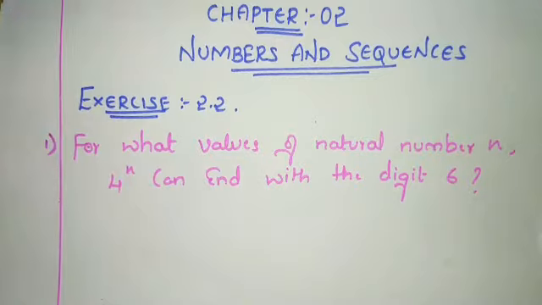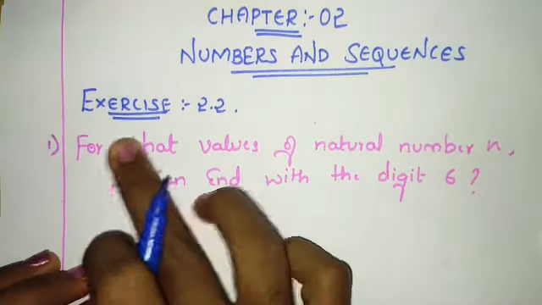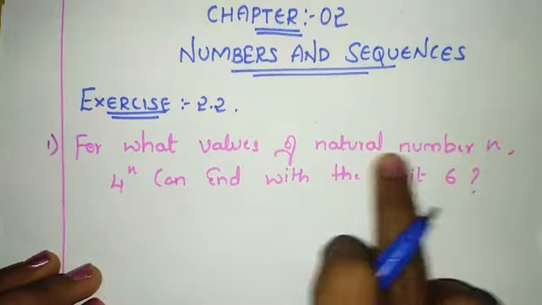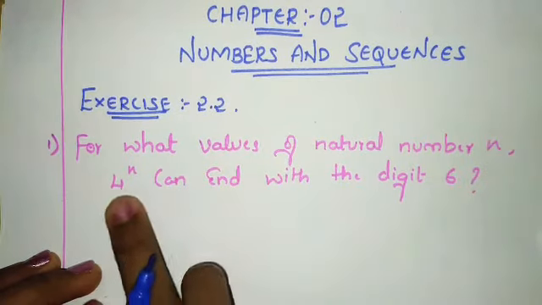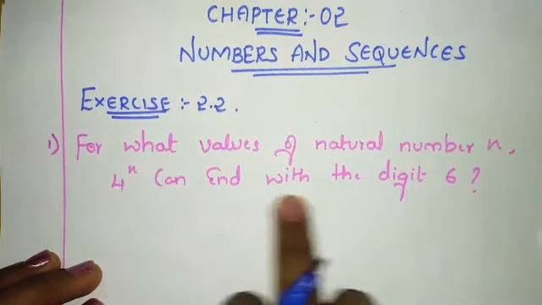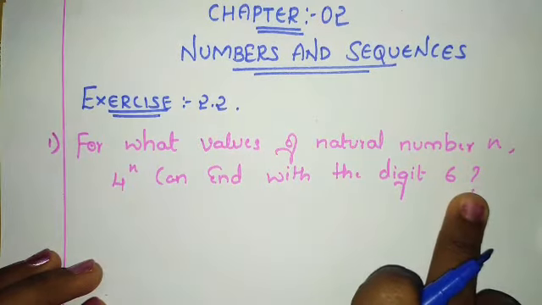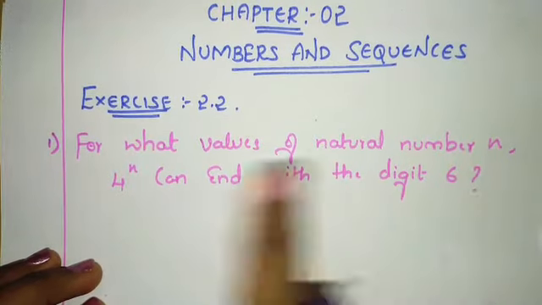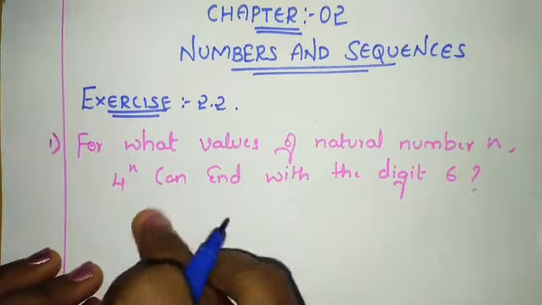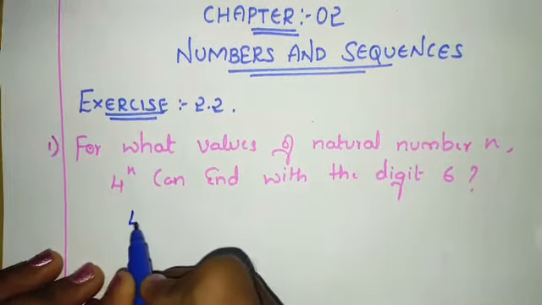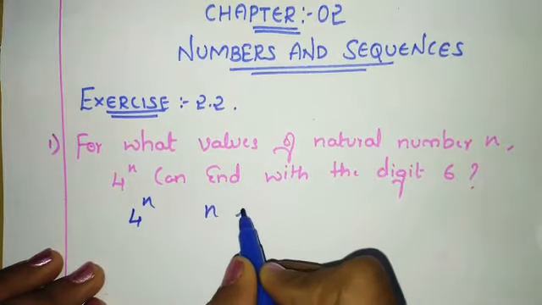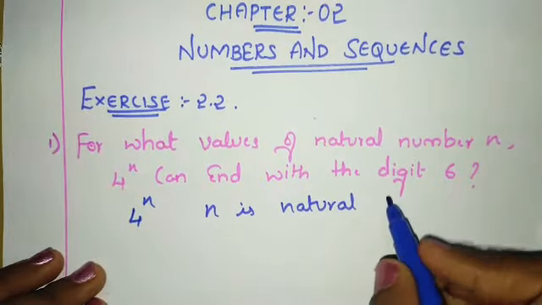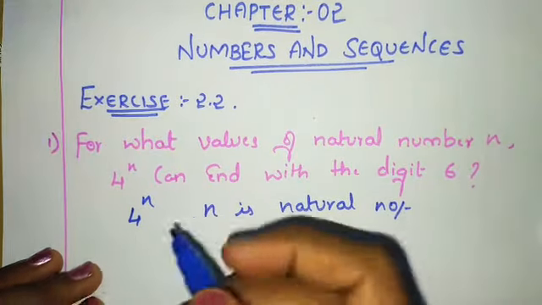Okay. So what they said, 4 power n. For what values of natural number n? n is a natural number they have given. So 4 power n can end with the digit 6, they have asked. So you have to find which all the numbers end with 6 with power of 4. Okay. So 4 power n. We know that n is what? Natural numbers.